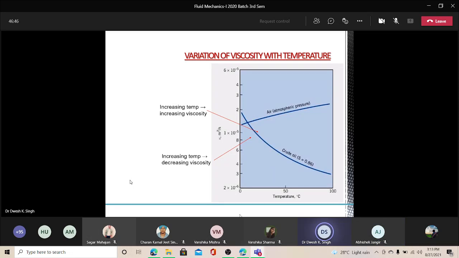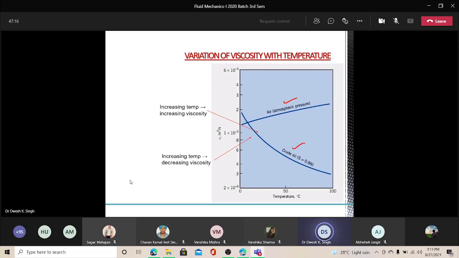What was I discussing? Yes, I was here. This graph shows how air varies with temperature, and this is for crude oil having the specific gravity like this. This is just for showing the trend, so there is nothing to elaborate.